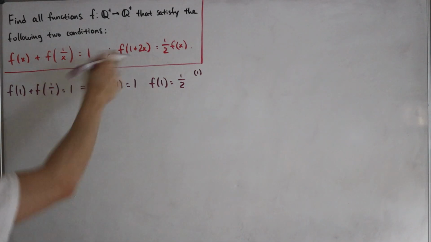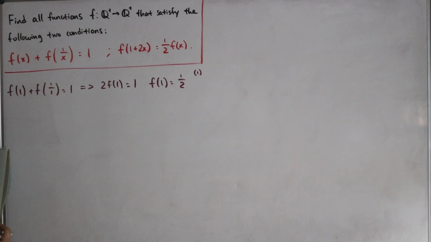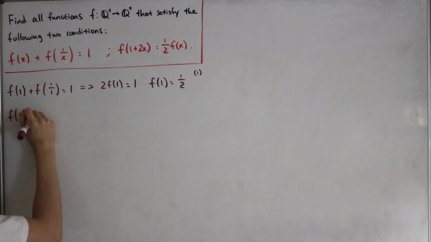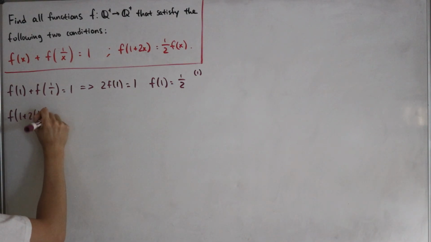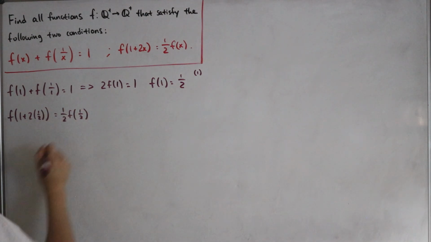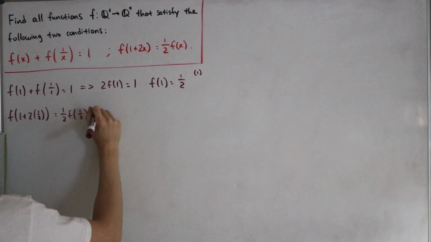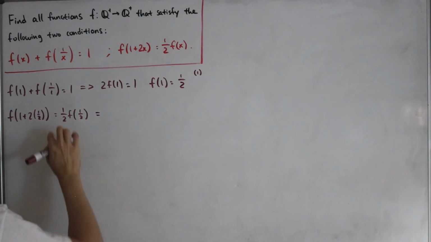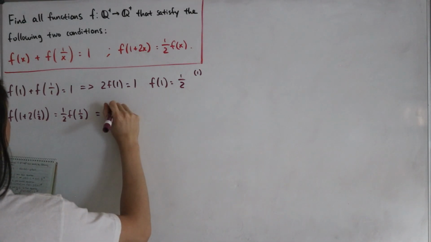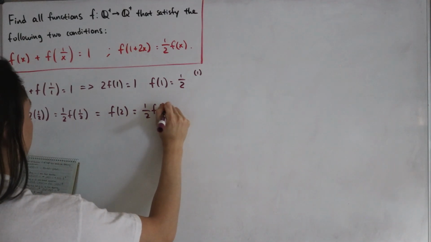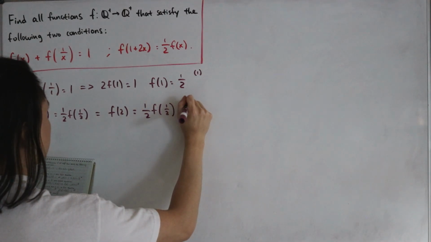Now let's plug x equals 1/2 into our second equation. That means I have f of 1 plus 2 times 1/2, set equal to 1/2 times f of 1/2. Solving this out, 1 plus 2 times 1/2 is 2, so f of 2 is equal to 1/2 times f of 1/2. I'll label this equation number 2.